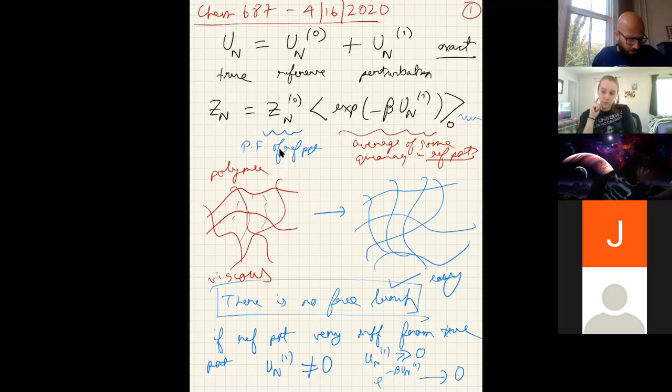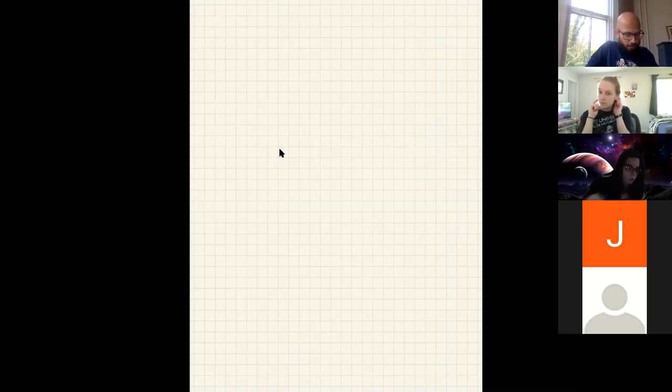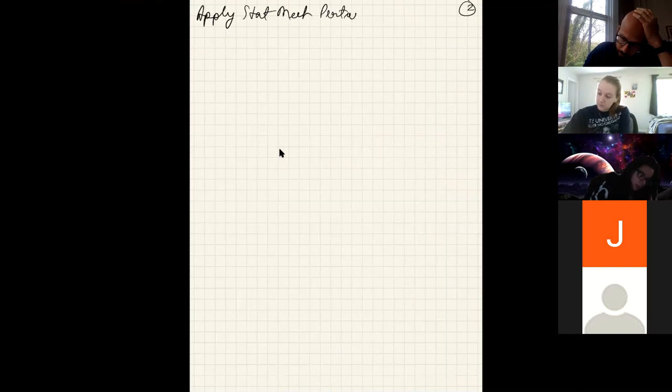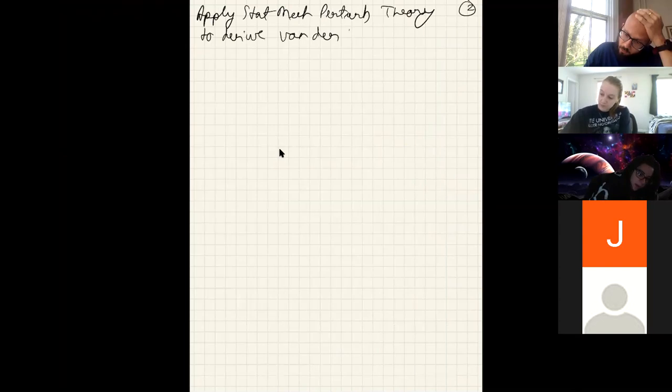But let's see how to do it in practice. Today, what we are going to do is to apply statistical mechanics perturbation theory to derive the van der Waals equation of state. You are all probably familiar with the van der Waals equation of state.